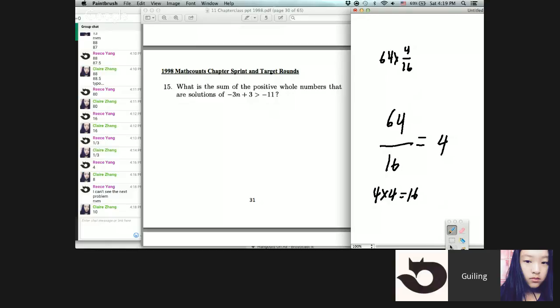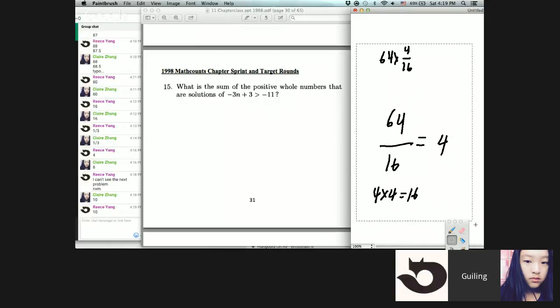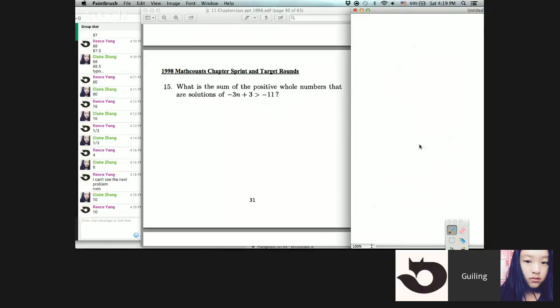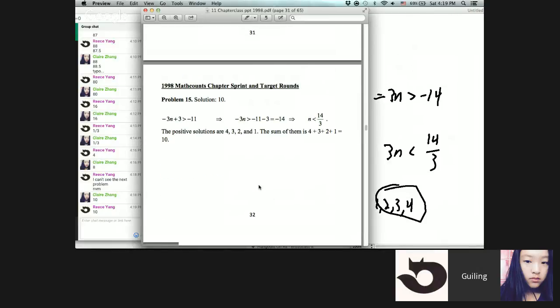All right, nice job. Correct answer is 10. So this one, you can just solve it. So it's negative 3n greater than negative 14. So it's n less than 14 over 3. And it says it has to be positive whole numbers, so we can just list them out. 1, 2, 3, 4, and then 5 is too big, so we add these 4 together and we get 10.